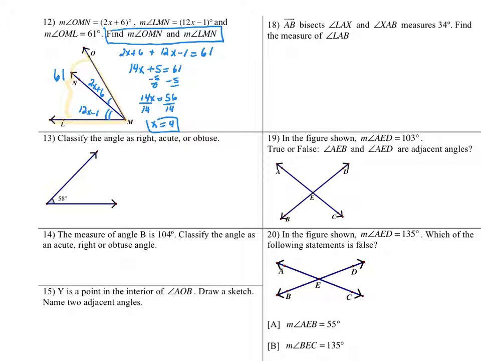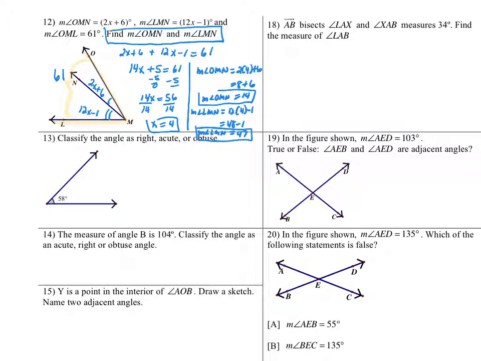So like I mentioned, we have to plug it back in. So to find the measure of angle OMN, you want to take and do 2 times 4 plus 6, or 8 plus 6, which will give you 14. Okay, and then for the measure of angle LMN, it's equal to 12 times 4 minus 1, which will be 48 minus 1, or 47 degrees. And that's the measure of angle LMN. So watch out for those follow-up questions on the midterm.